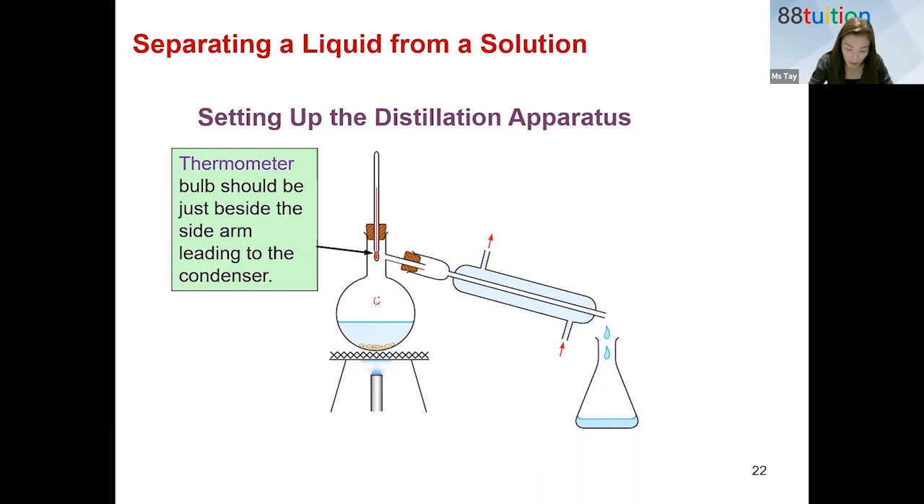Sometimes they put the bulb of the thermometer here. Students tend to lose marks here, 1 mark. Why is it that the bulb of the thermometer must be at the opening? Because when we heat this mixture, let's say this is water, water boils and evaporates. This is actually water vapor, which will rise and then enter the condenser. So this is the opening into the condenser. You see, this vapor must definitely touch the bulb of the thermometer, yes or no?